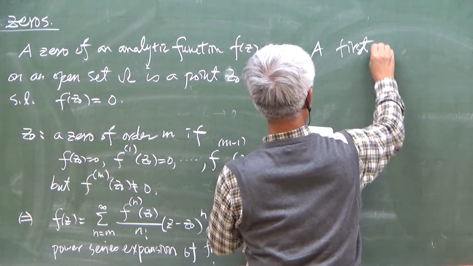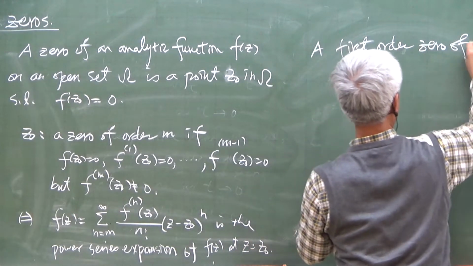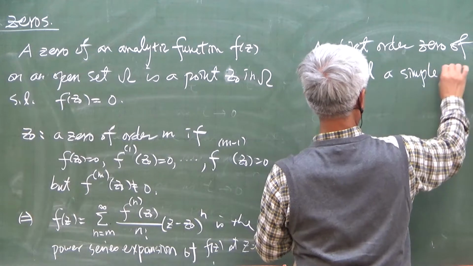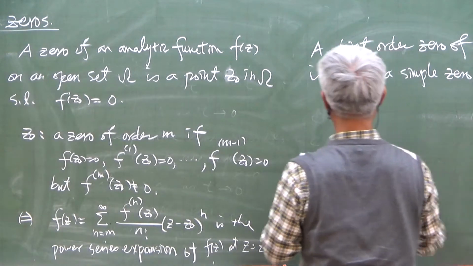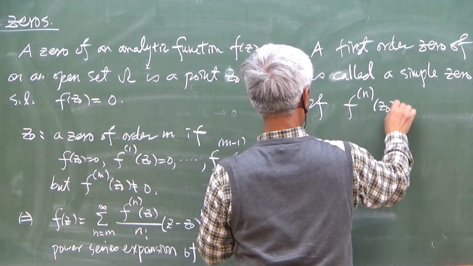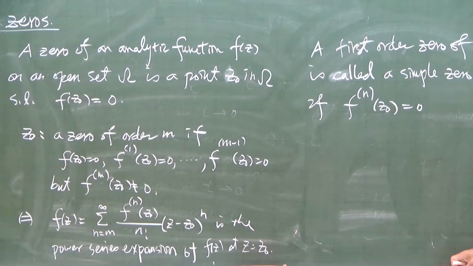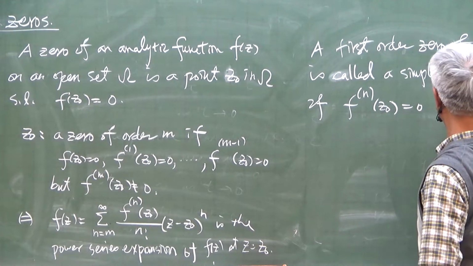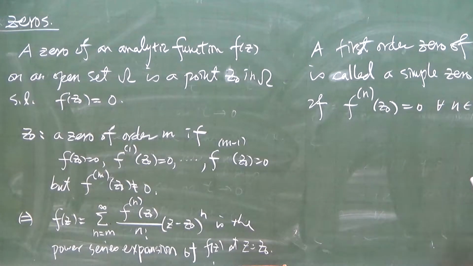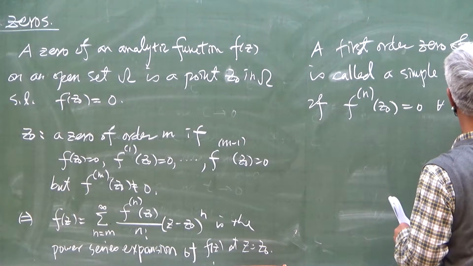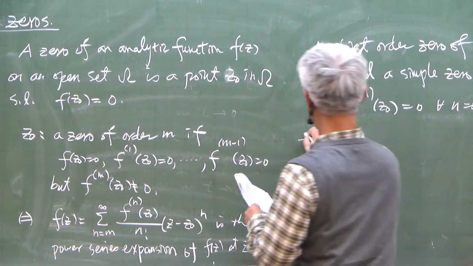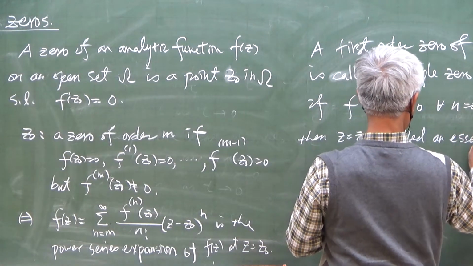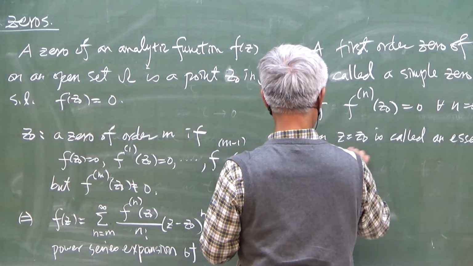Alright. A zero of the first order of f of z is called a simple zero of f of z. Now, if the value of the nth derivative of f at z sub 0 is zero for all n, then z equal to z sub 0 is called an essential zero of f of z.